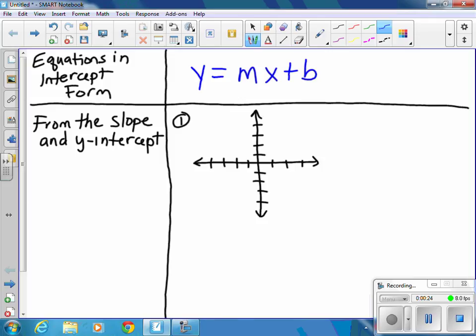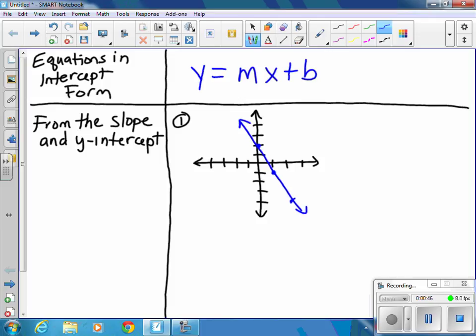Right? So when we take a look at the first instance, we're going to write an equation from the slope and y-intercept when it's given. So this first example, I'm going to sketch a picture, and you need to do so in your notes as well. And that's all you get is the picture. So from the picture of this line, we need to come up with the equation that made this line.